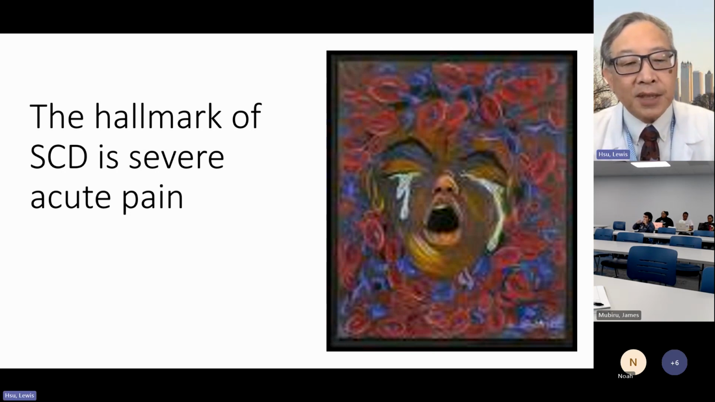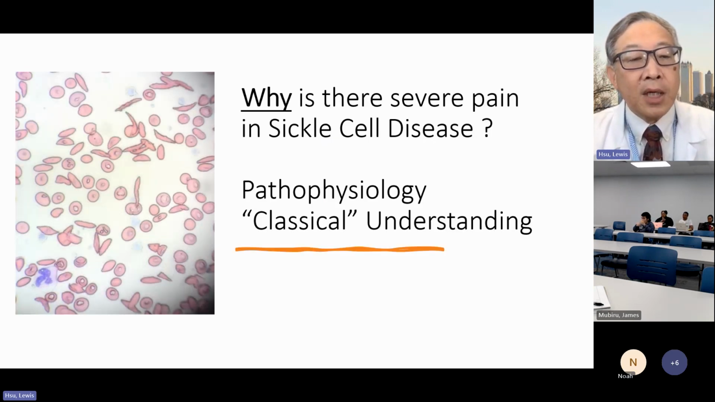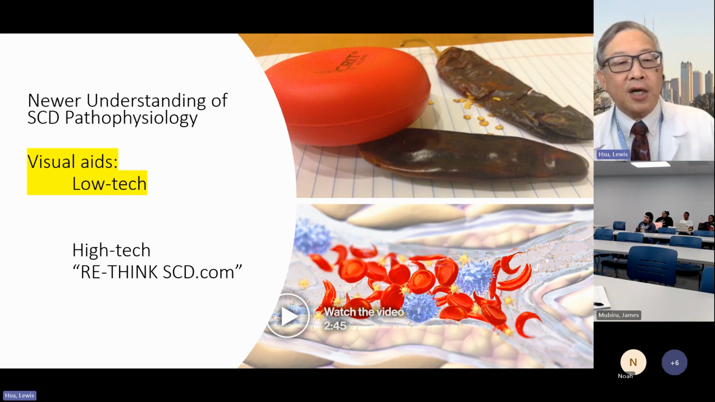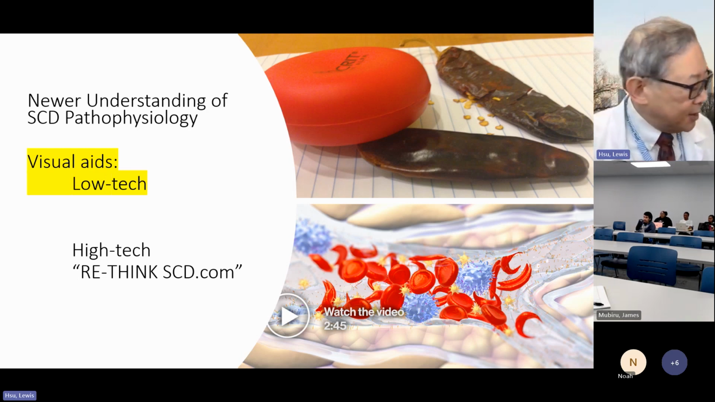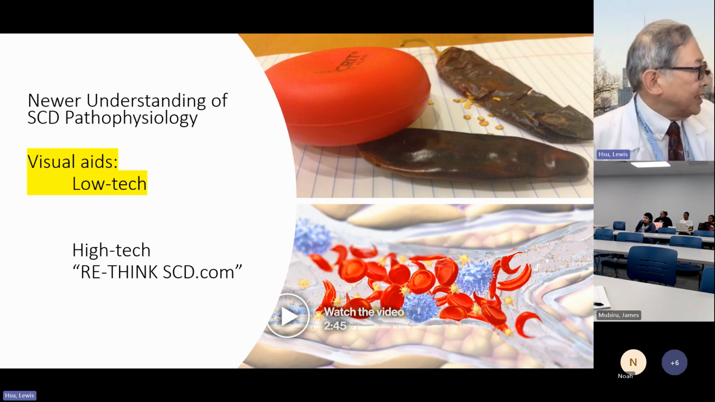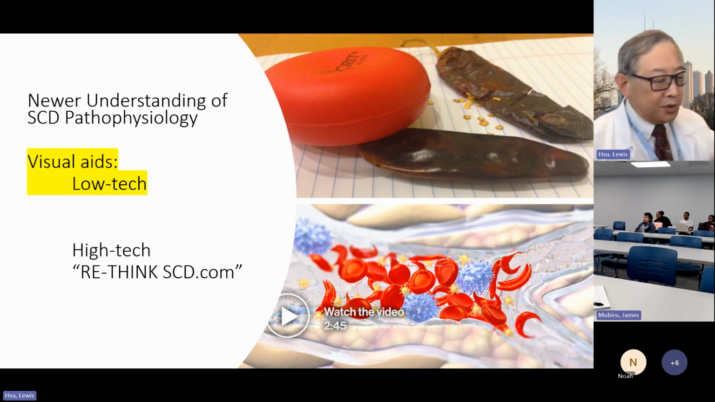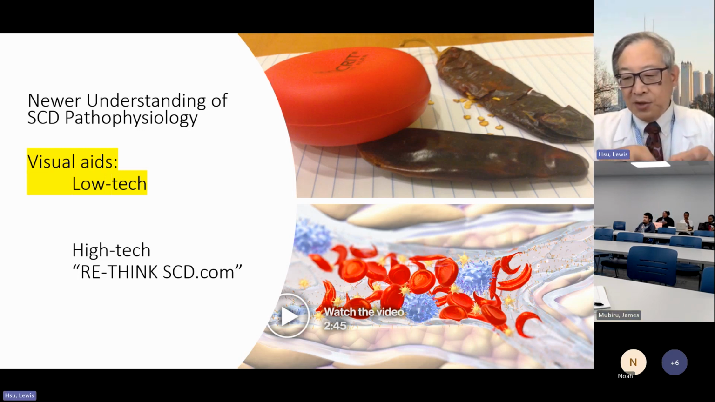And so this is what sickle cell disease can mean when things are very severe. Why is there such severe pain? Well, some of the reason is that there is a blockage of the red blood cells' flow. And I'm going to show that to you guys with some visual aids. And this is something that you could do in a secondary school type of setting too.